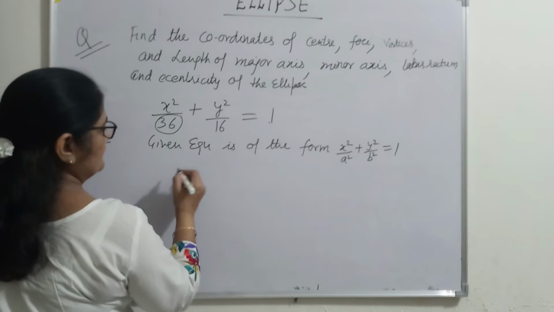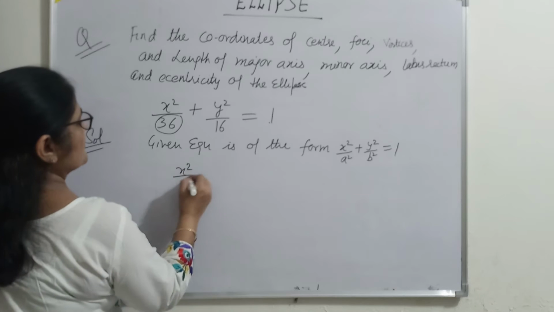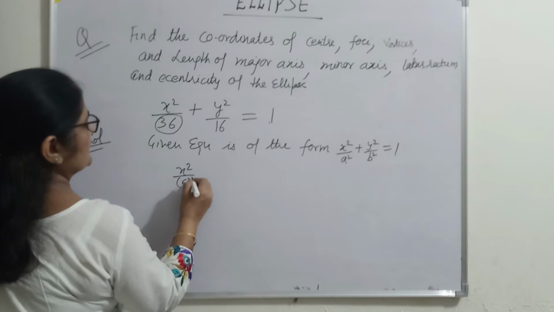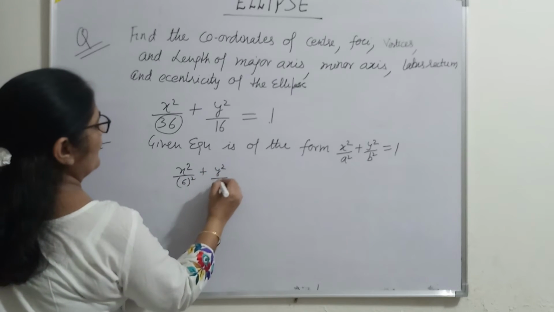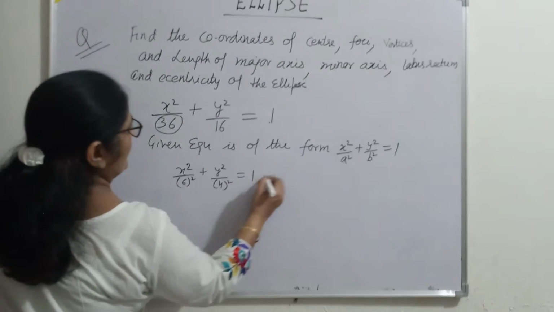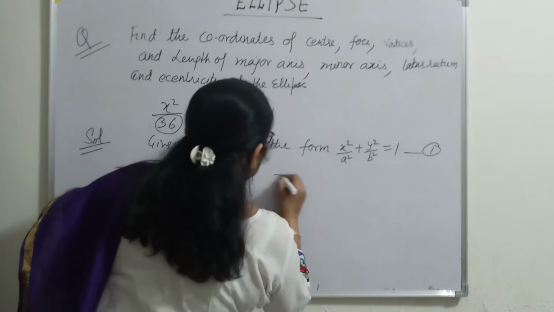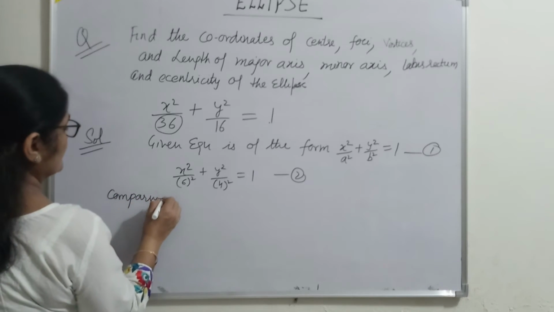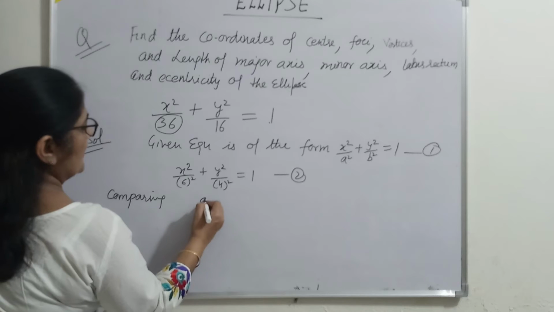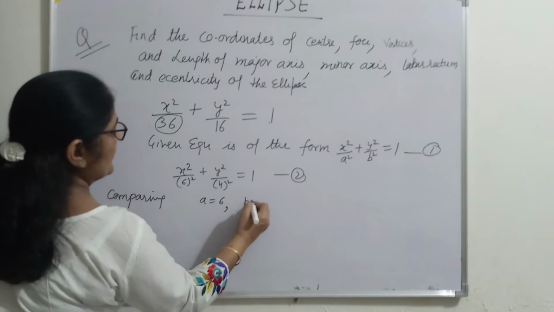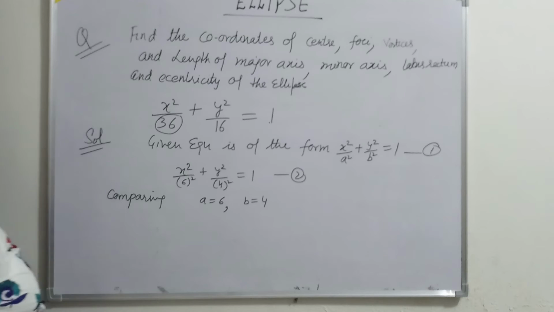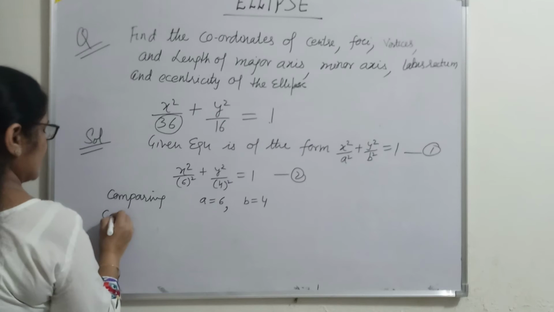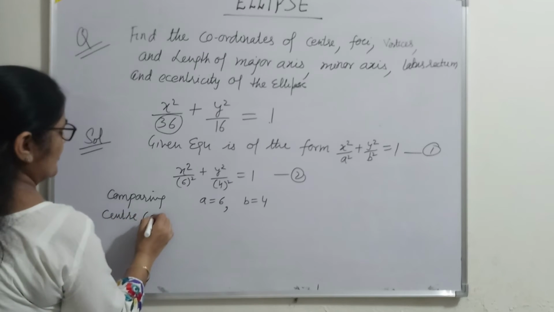Now comparing, let this be x square upon 36, or you can say 6 square, plus y square upon 4 square is equal to 1. Comparing, we get a is 6, b is 4. Now first we have to find the center. It is clear that the center is at the origin.